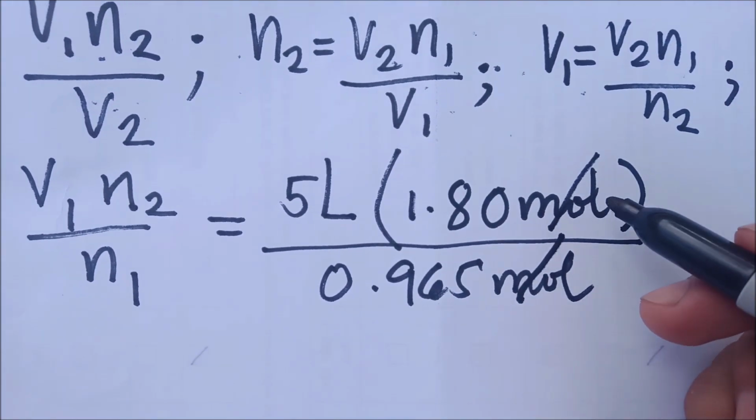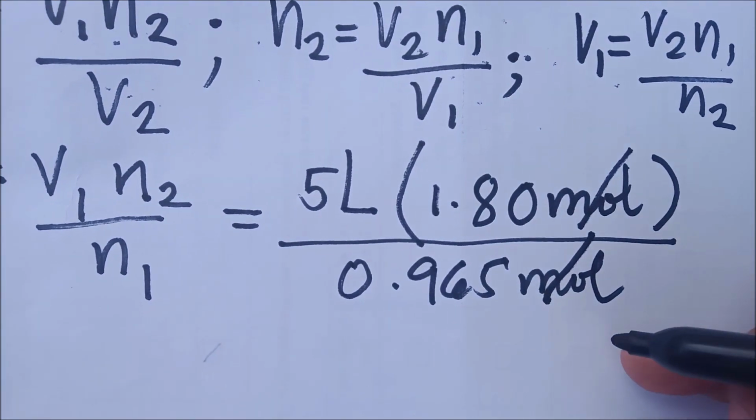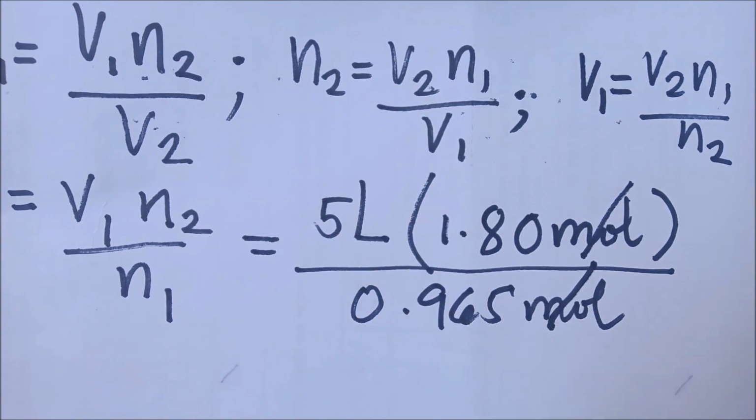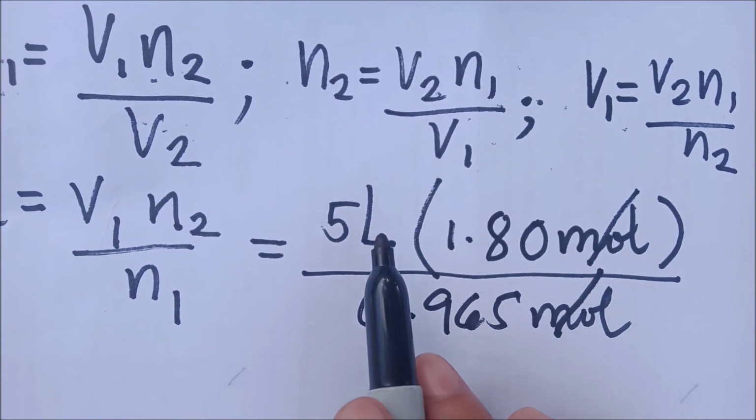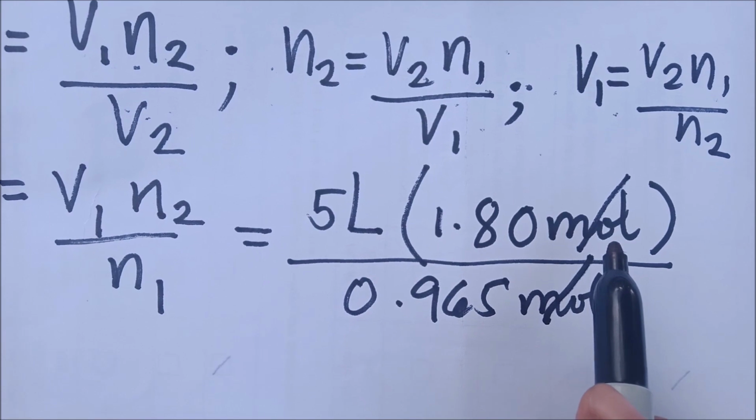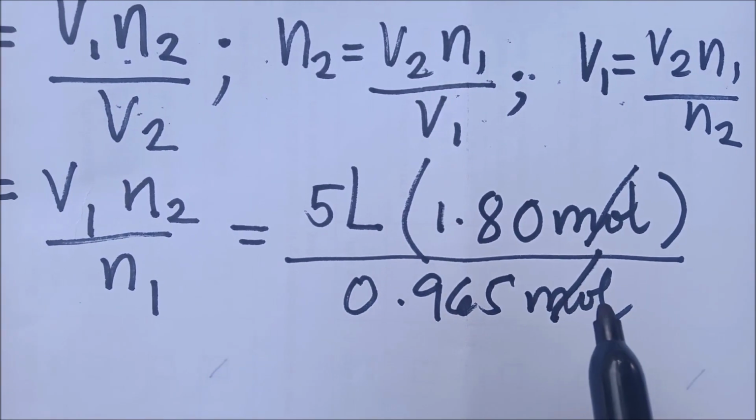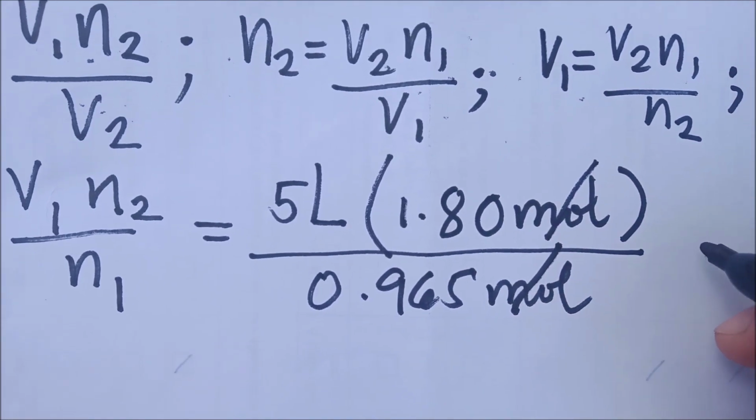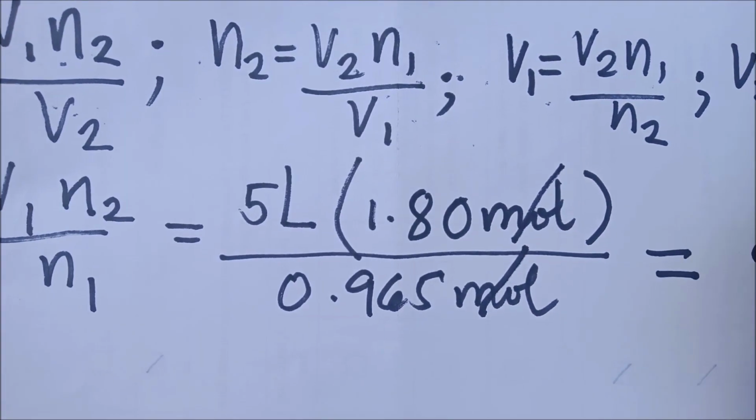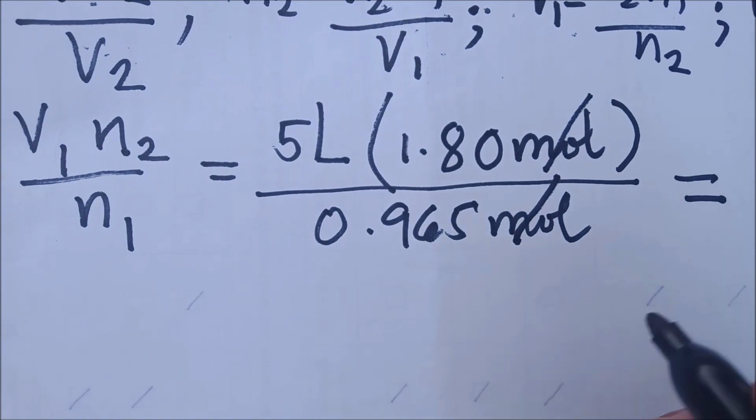So you're going to cancel this unit. The mole in the numerator cancels the mole in the denominator. And obviously, you need to multiply 5 to 1.80. And that product will be divided by 0.965. And your final answer is 9.3 liters.